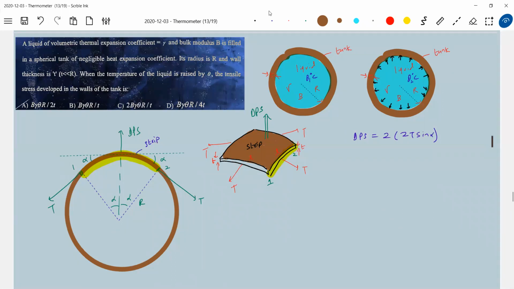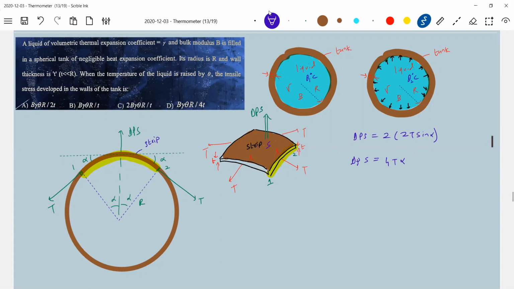So this alpha, this strip will be very small. So therefore this will become delta P. What should be the S as it is? Area of the strip it is. S is equal to 4T alpha. Let me write here.